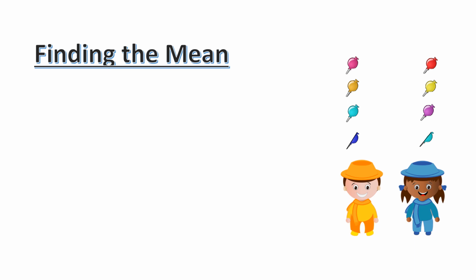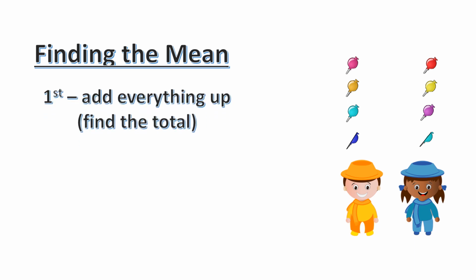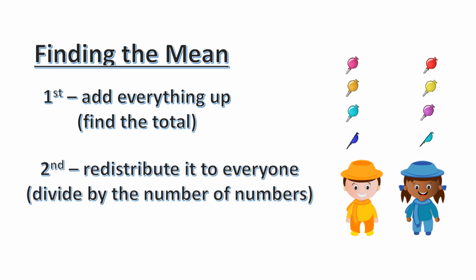So again, just to review, finding the mean is 2 steps. First, we added everything up. So we found a total, we put all the candy together. And then the second part is redistributing out to everyone, which is dividing by the number of numbers that you added up. Let me give you another example.